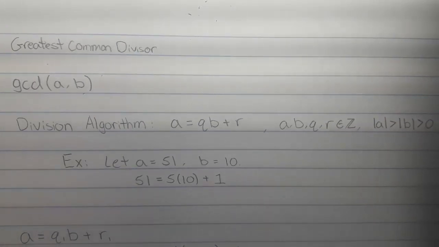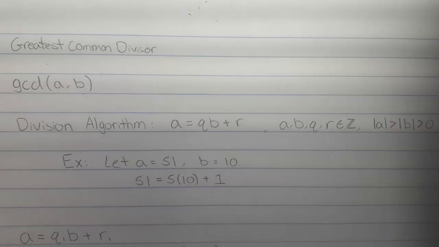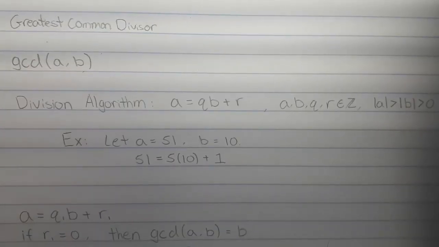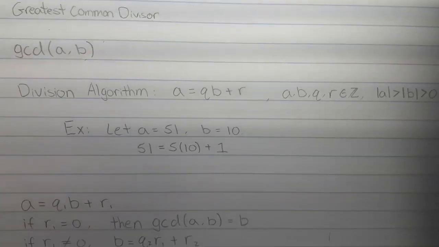So this is how you get the greatest common divisor. First, we start off with the same formula, A = Q1B + R1. It's the same formula except that instead of Q and R, we write Q1 and R1. Now, if the remainder R1 is equal to 0, then GCD(A, B) is directly equal to B. However, if the remainder is not equal to 0, we simply do the division algorithm again.